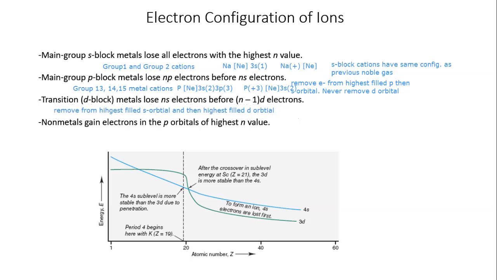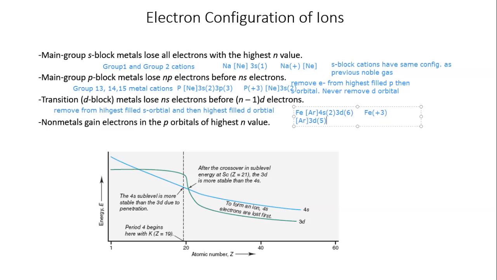So for example, if we have iron, iron is argon 4s2 3d, I believe it's 3d6. So iron 3 plus again is going to be argon. We remove from the s orbital first, that removes 2, and then we remove 1 from the d, we get 3d5.